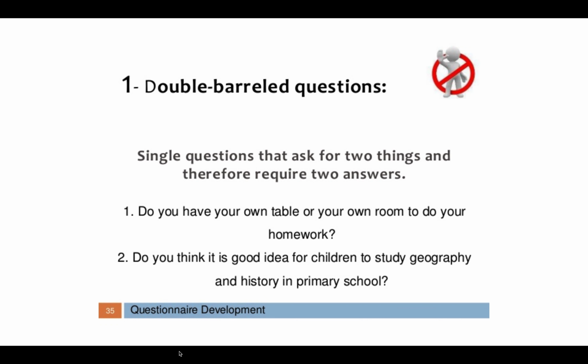And we should avoid double-barreled questions. One example is this: do you think it is a good idea for children to study geography and history in primary school? What if the respondent thinks it is a good idea for children to study history but not geography? He or she has to say either yes or no to this question. So if you have two questions in one, it is much better to split them into two questions. Do you think it is a good idea for children to study geography? That should be a separate question. And do you think it is a good idea for children to study history? That should be a separate question.